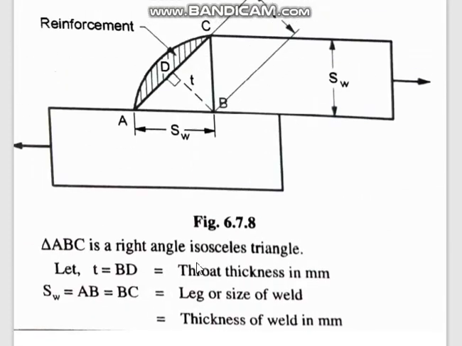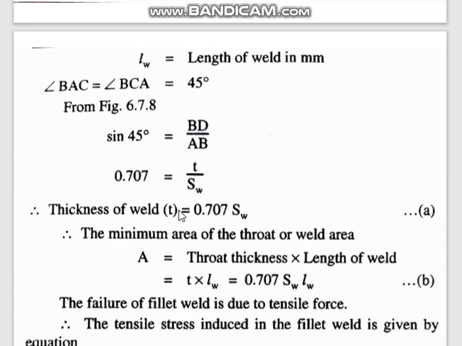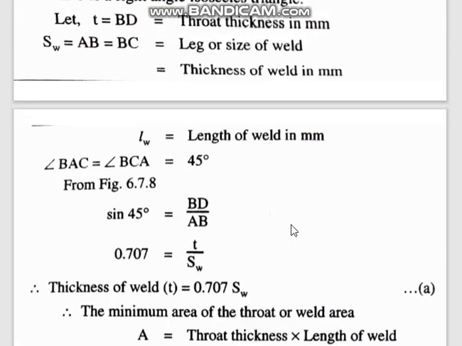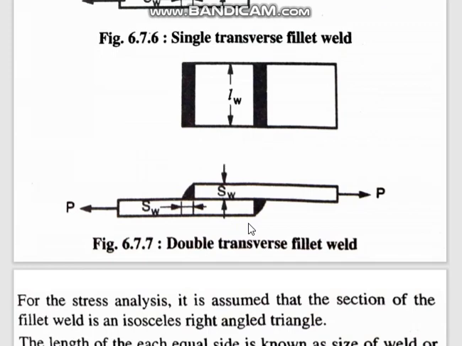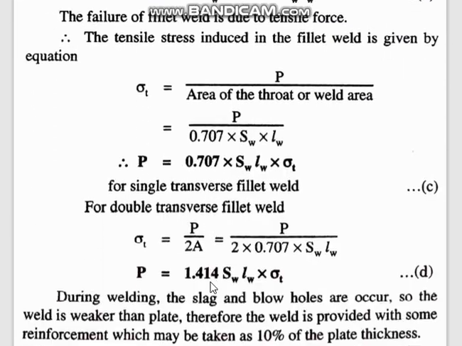See here, SW is the size of the weld and T is the throat thickness. With those parameters, we have got these two equations. Sigma T is the tensile strength in both cases. When they are being pulled like this, what types of stresses are induced in the welds? Both are tensile stresses. So this is about the transverse fillet welds.